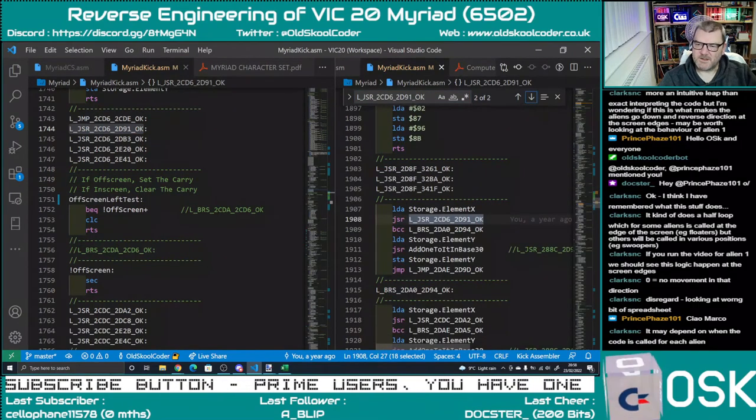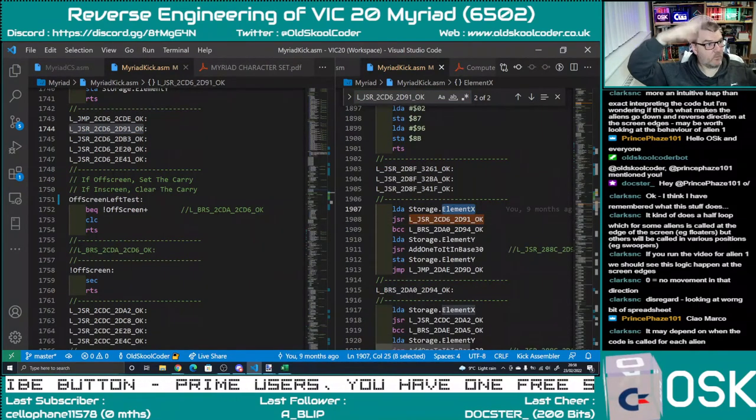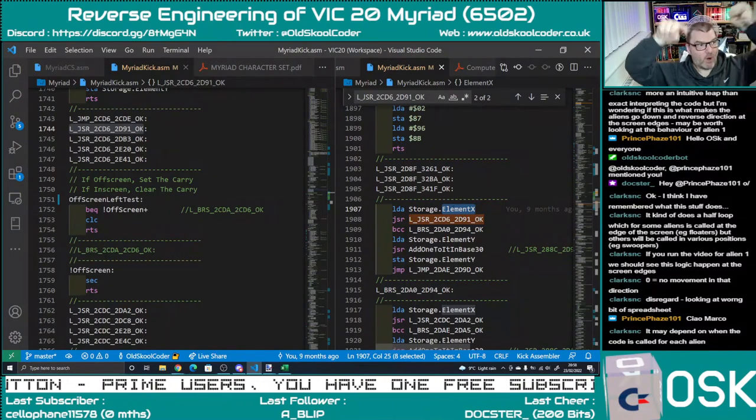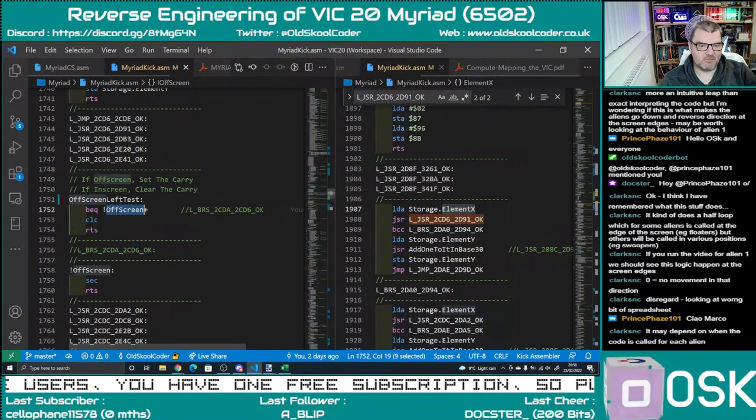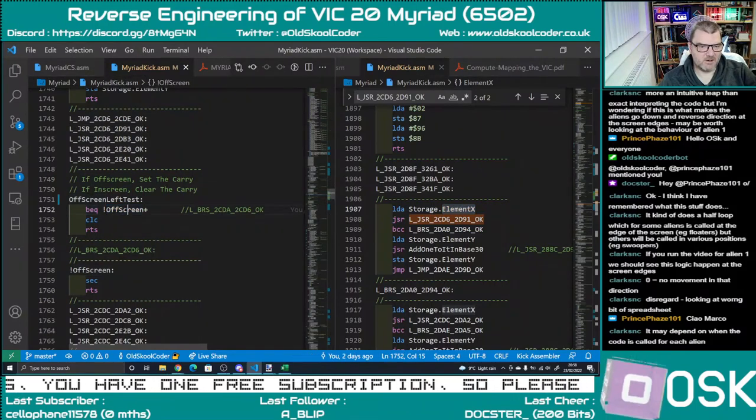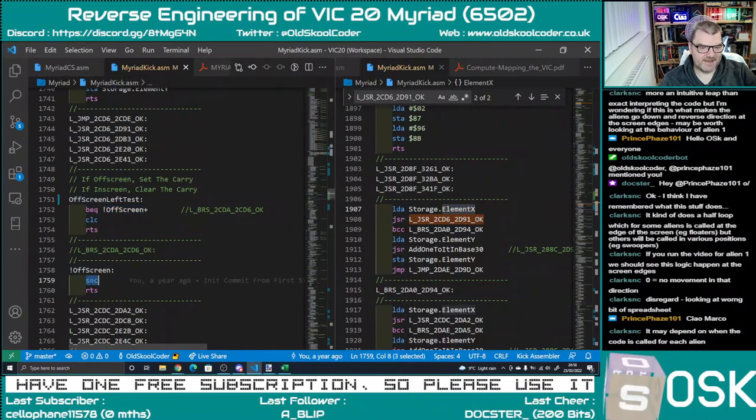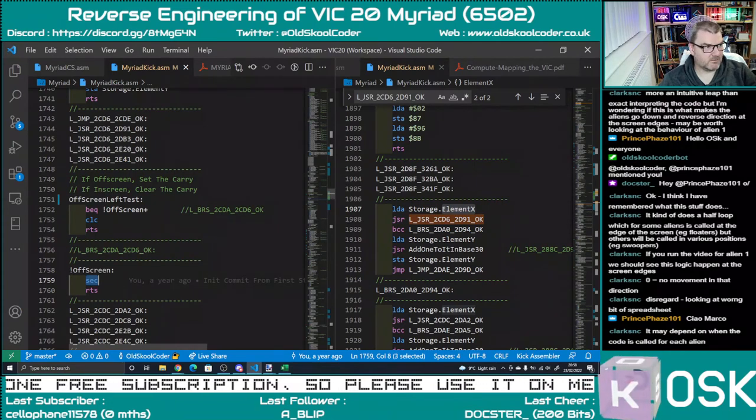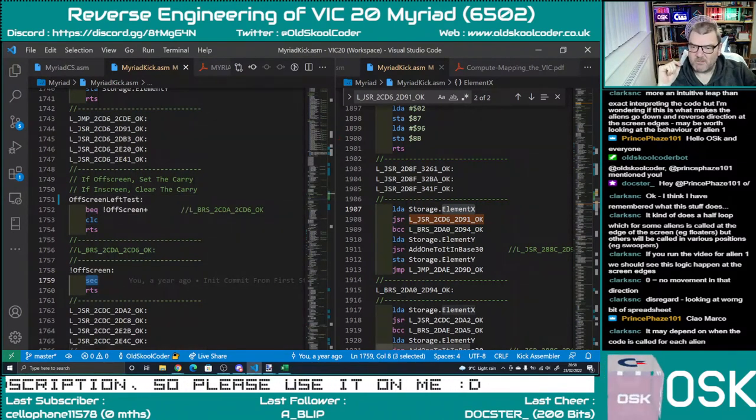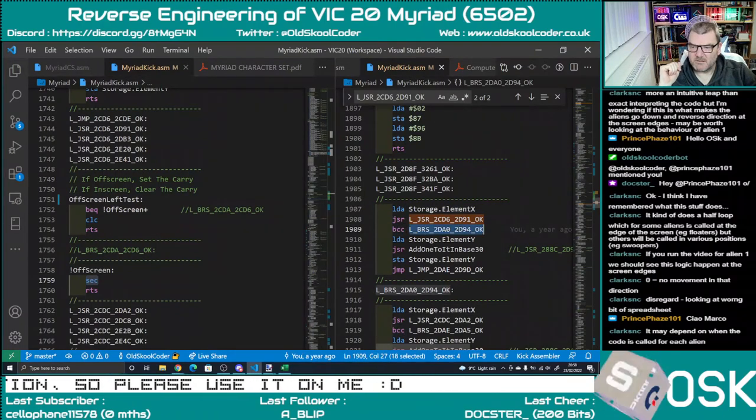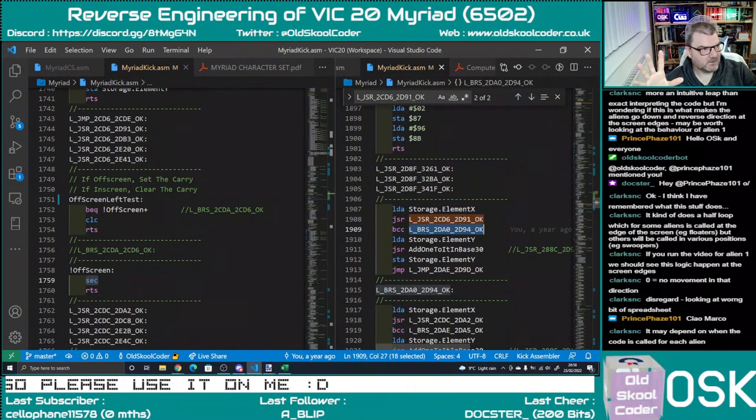Here we go. So it's loading the X element. It's loading where we are on the screen, the row value. And then it runs here and it says, if I'm equal to zero, then I come here and set the carry. If I'm not equal to zero, then I must be somewhere in the middle of the screen. So when it comes out, if the carry is clear, that means we're not off the screen.